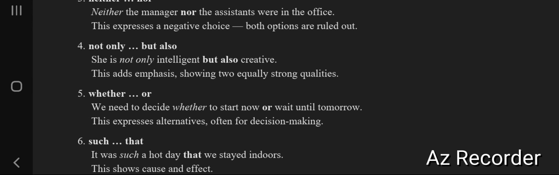4. Not only...but also. She is not only intelligent, but also creative. This adds emphasis, showing two equally strong qualities. 5. Whether...or. We need to decide whether to start now or wait until tomorrow. This expresses alternatives, often for decision making.